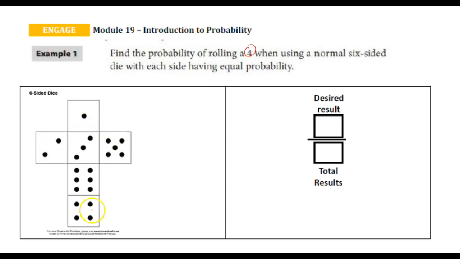Looking at your picture, how many times do you see 4? 1, right? One result that yields a 4 out of how many sides total? 6. So the probability of rolling a 4 using a 6-sided die is 1 out of 6. You have a 1 out of 6 chance.